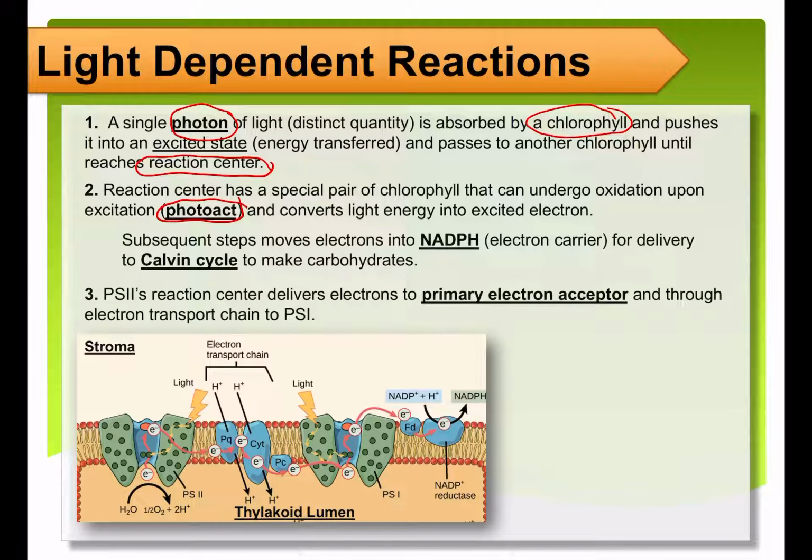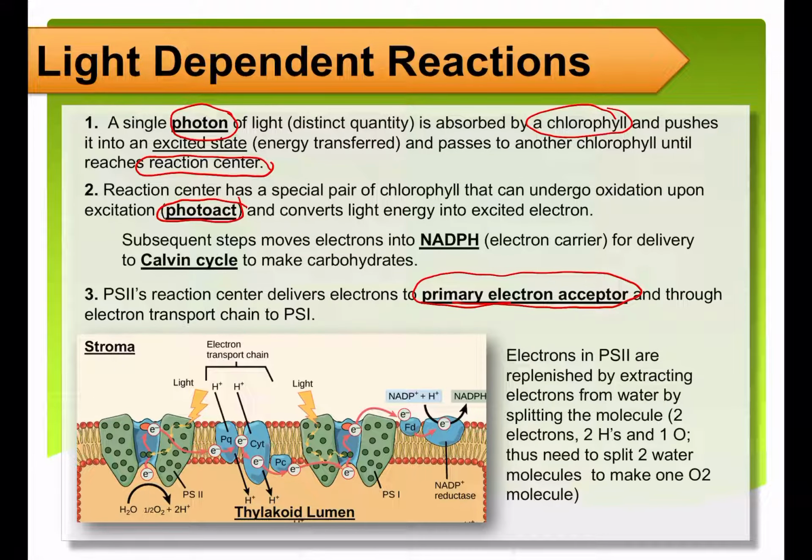Now, for item C in your worksheet, the reaction center then delivers those electrons from the special pair of pigment to the primary electron acceptor, which follows through with the rest of the electron transport chain here to travel to PS1. Okay, PS1, that's where it travels.